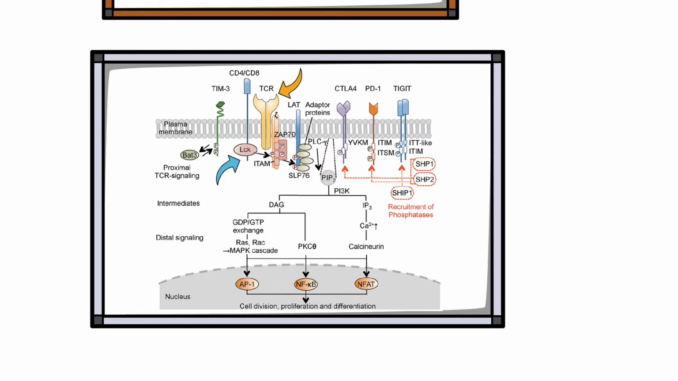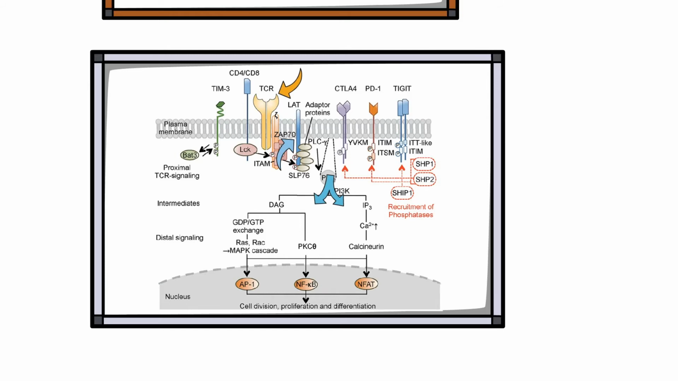LCK phosphorylates the ITAMs that then phosphorylate ZAP70. ZAP70 activates the linker protein of activated T cells, or LAT, and its coprotein SLP76. LAT and SLP76 link to several other important proteins to form complexes of new proteins. Phospholipase C-gamma, or PLC-gamma, breaks down phospholipid PIP2 into IP3 and diacylglycerol, or DAG.